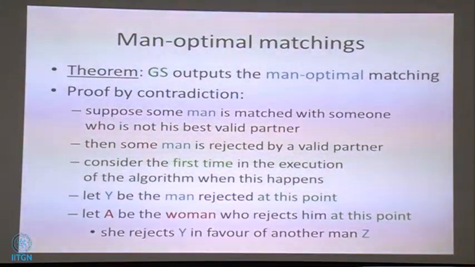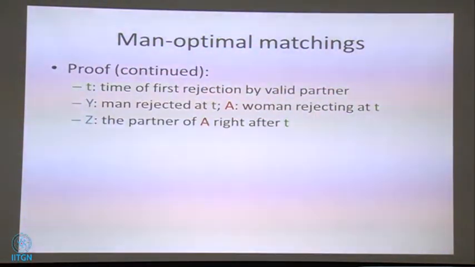So she rejects Y. She does it for a reason. She rejects him in favor of some other guy Z. When I say he's rejected at that point, it's maybe because they were matched before and someone better came along, or he came to propose to her and got rejected. But one way or another, this is what happened. Again, this is just copying things from the previous slide: time of first rejection by a valid partner, and these are the names.